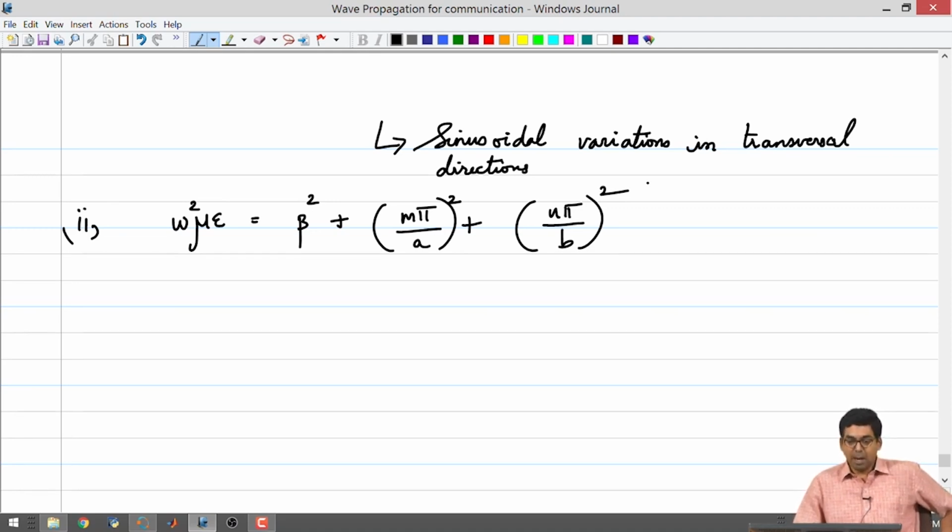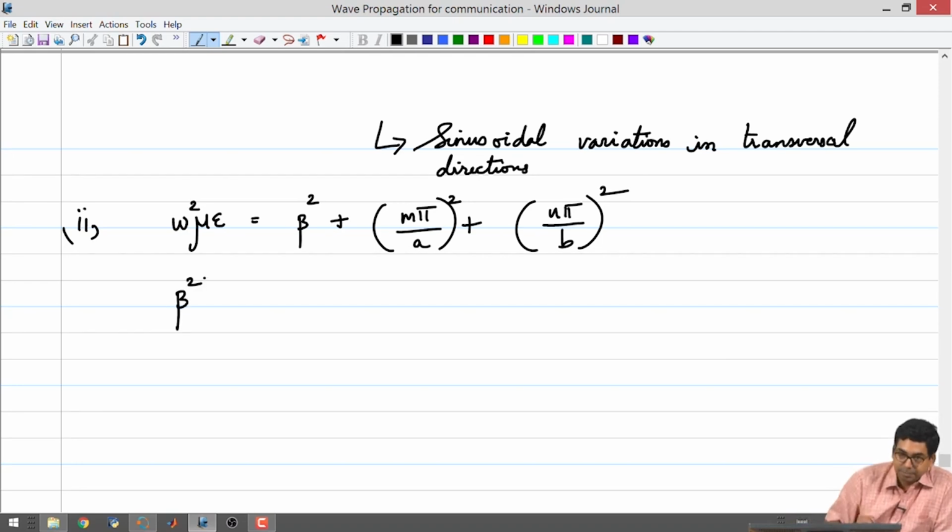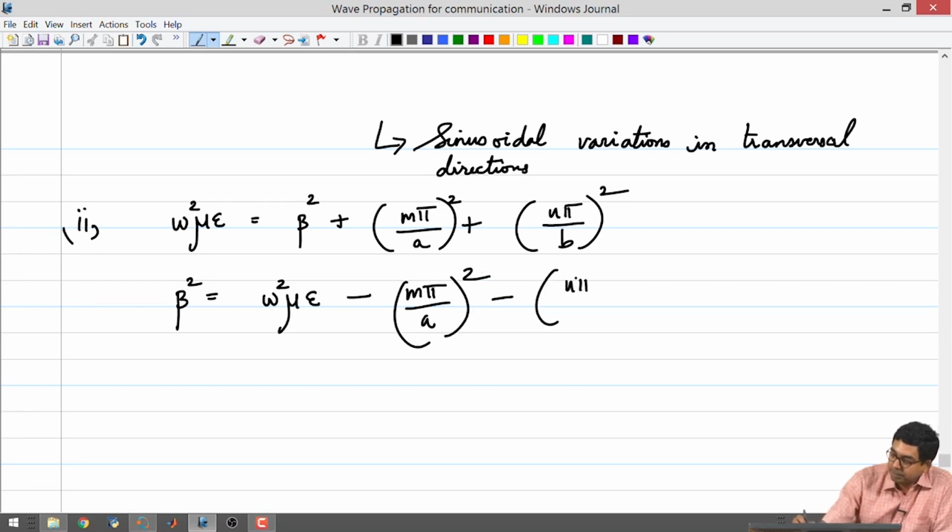The other way of looking at it is, suppose you rearrange the same expression in a slightly different way. So, I can say that beta square can be written as omega square mu epsilon minus (m pi by a) square minus (n pi by b) square. This is just a rearrangement of the same expression.